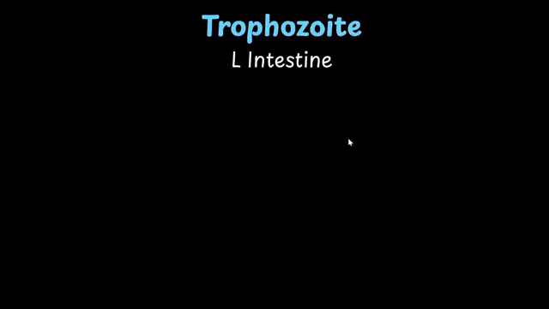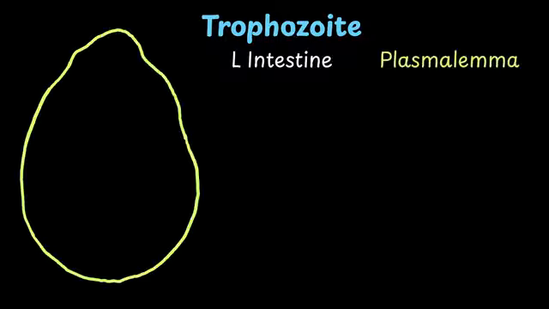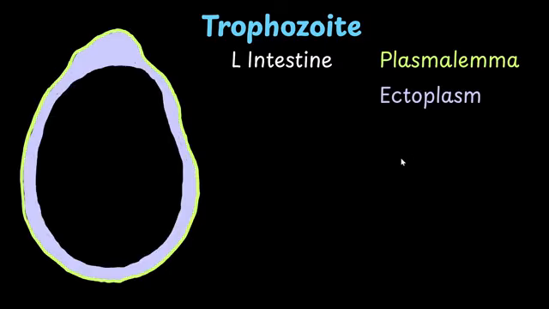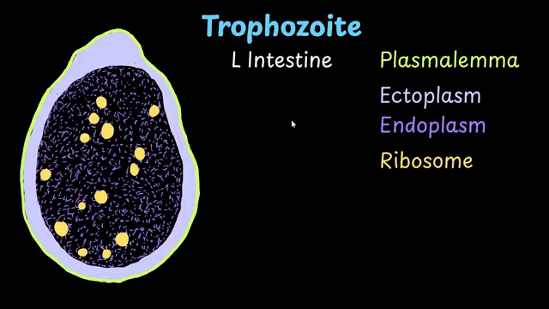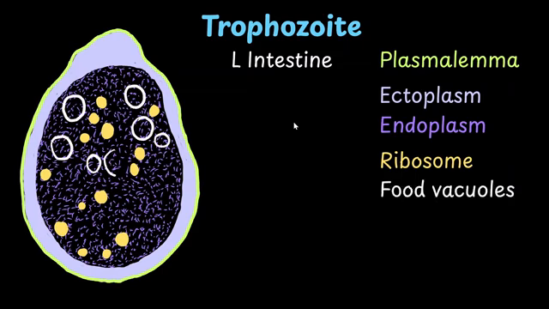The first is the trophozoite, which lives in the mucosa and the submucosa of the large intestine. The cell is surrounded by plasmalemma. The cytoplasm is clearly differentiated into two zones. First is the clear, viscous, non-granular outer ectoplasm. And then we have the granular, fluid-like inner endoplasm. It has a number of ribosomes as well as food vacuoles.